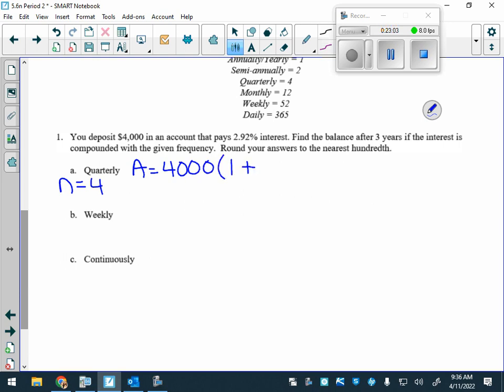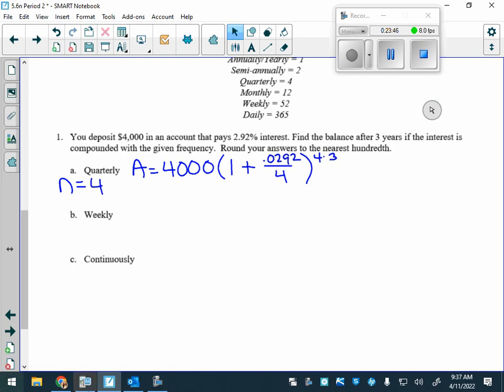Now it's 1 plus. You must remember the 1 plus. It's never a minus because it's interest. It's growing. 2.92, how would I write that as a decimal? 0.0292 over 4. And 4 times how many years? 3. This is what it looks like. Does n equal 4 because of the 4 here? Nope, n equals 4 because of quarterly.